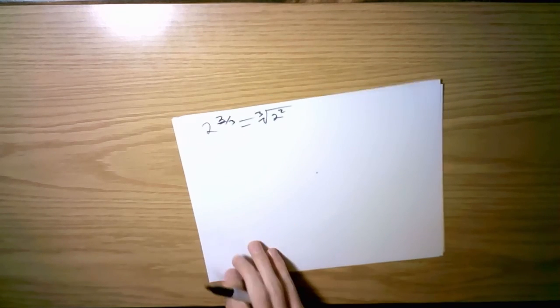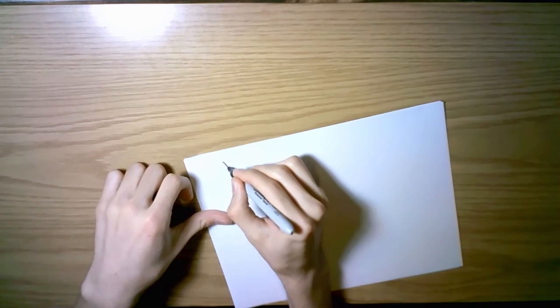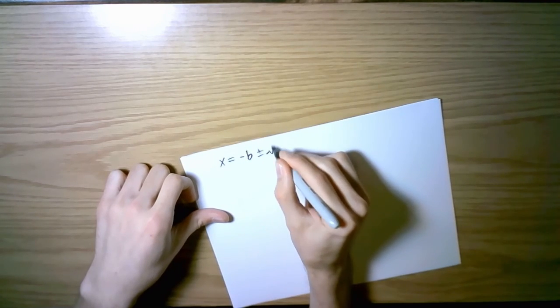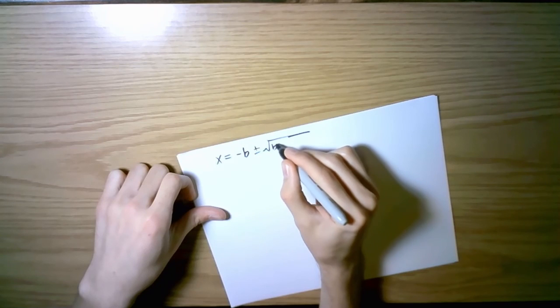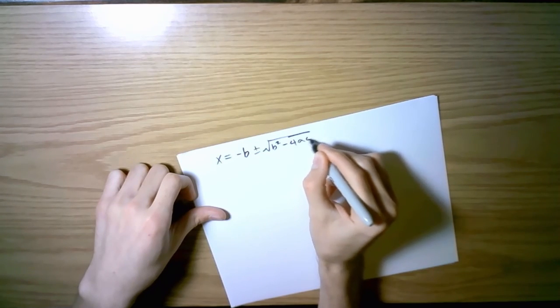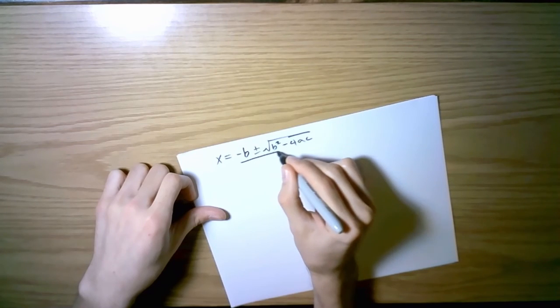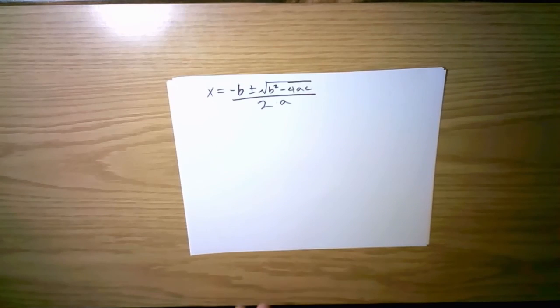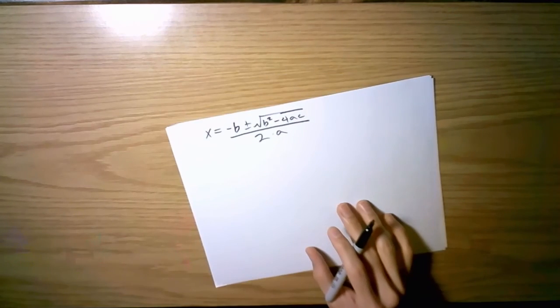And the last thing we're going to cover is the quadratic equation. People don't like this one. It's kind of annoying. The equation is x equals negative b plus or minus the square root of b squared minus 4ac, all divided by 2 times a. You would probably want to memorize that. It's pretty useful if you don't have a calculator.